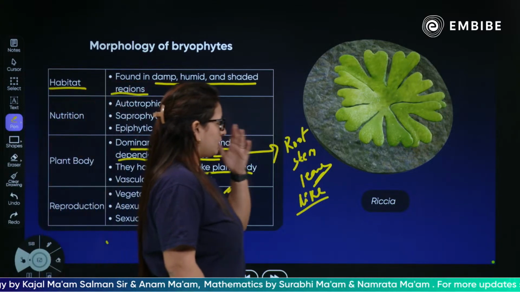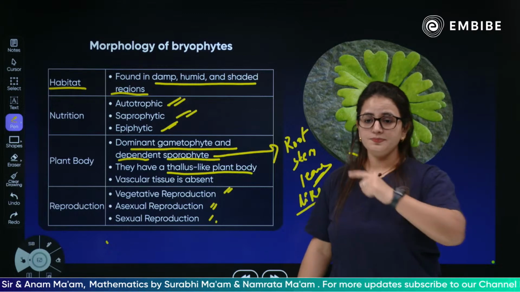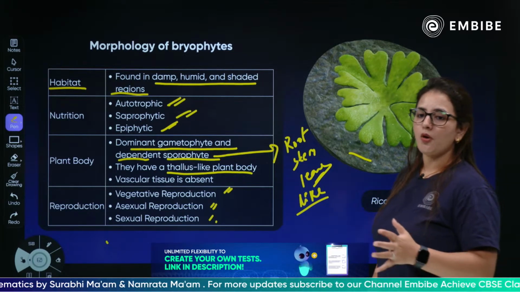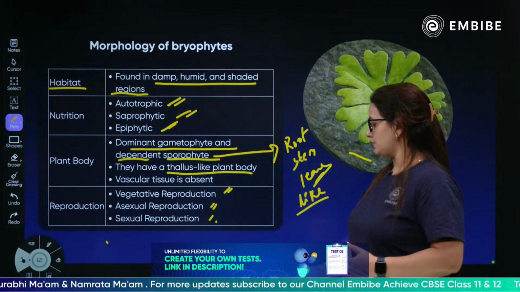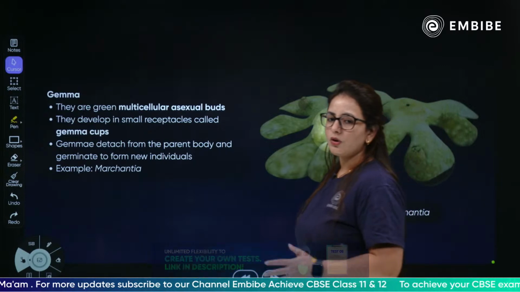Here, the example of Riccia has been given. Clear, children? Moving forward, we are discussing more about the morphology of the bryophytes. Next, we have the gemma. What are the gemma?